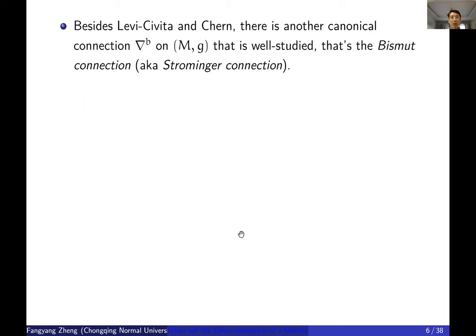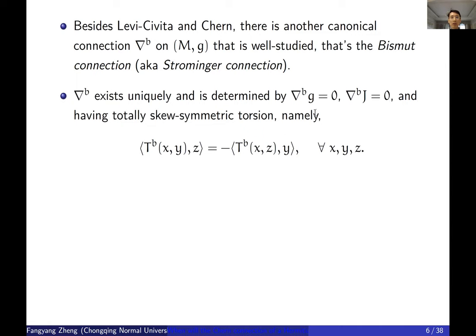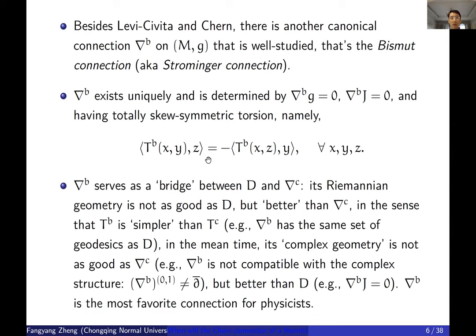Now, besides Chern and Levi-Civita, there is another connection called the Bismut connection, also known as the Strominger connection. It is the unique Hermitian connection that has totally skew-symmetric torsion. So the torsion, when you bring down the third component, becomes a 3-0 type tensor, right? It is obviously skew-symmetric with respect to the first two positions by definition. And if it's also skew-symmetric with respect to the last two positions, then it becomes a 3-form, so it's totally skew-symmetric. There is a unique such connection, discovered independently by Strominger and Bismut. So in the math literature, it's often called the Bismut connection.